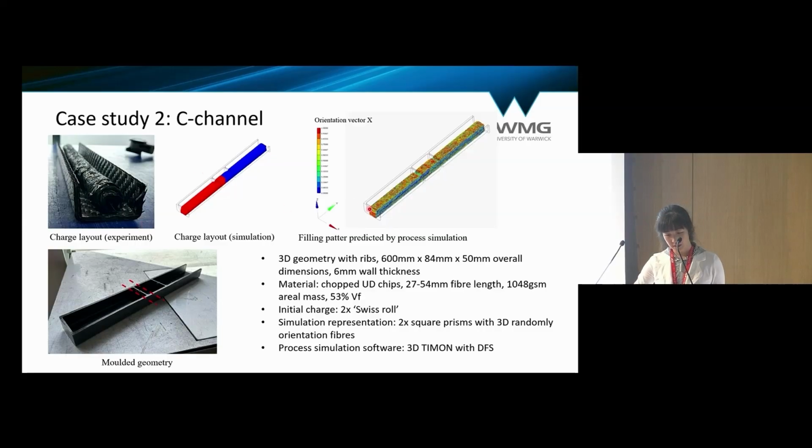So we did a process simulation for this approach as well. We used 3D Timmer for this process, where it's not really possible to have a Swiss roll initial charge, but instead we just use a square prism initial charge to mimic the Swiss roll initial charge. And the initial fiber architecture was fully random.